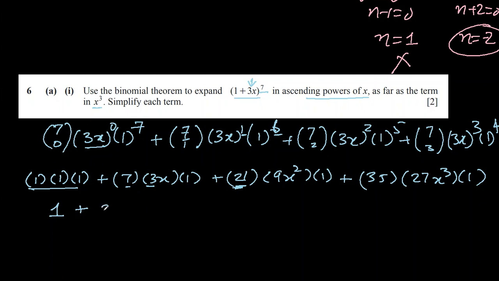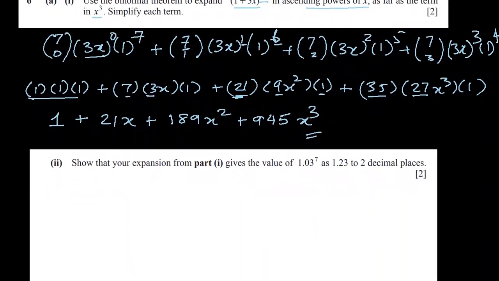7 times 3, 21x plus 21, okay, this is 1, and times 9. 210 minus 21, 189x square. 35 times 27 will be 945 x cube. This is the expansion up to x cube. And here we have the second part also.